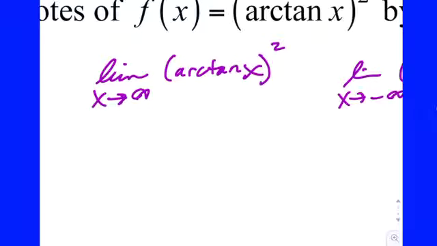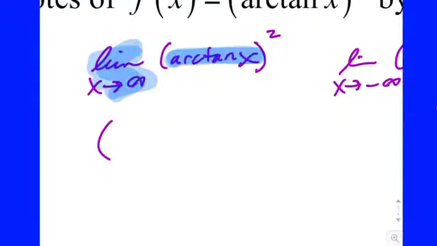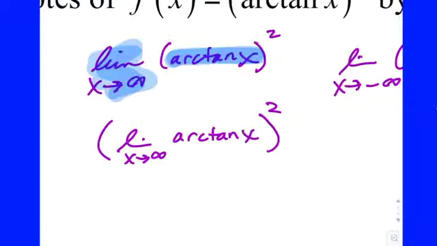Okay, so now how would we evaluate that? Well, go back to what we did yesterday. We can use the property of limits that enables us to take that limit inside the power, right? So I can rewrite that as the following. The limit as x goes to infinity of arctangent of x, and then I can find that and square the result. So how is that any more helpful?